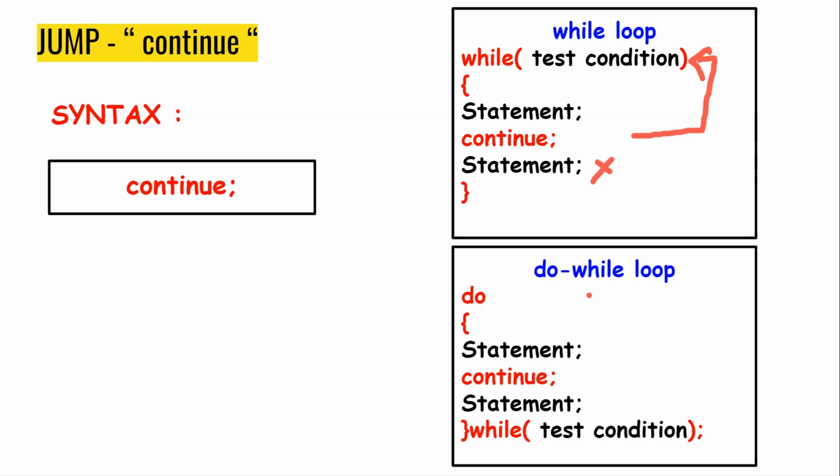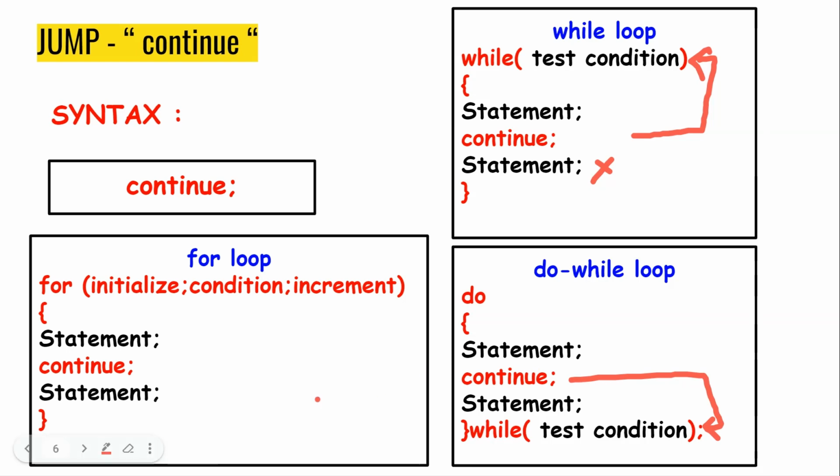So when you have continue, it will skip the remaining statements in the while loop and it will go for the next iteration. Similarly for do while also, it will skip the current iteration and will go to the header for the next iteration. In for loop also, it will skip the current iteration and will go to the loop header for the next iteration.